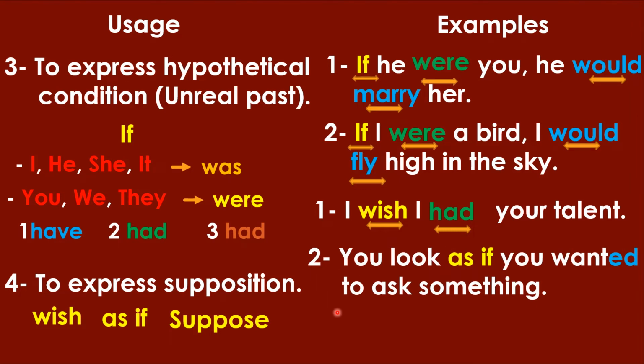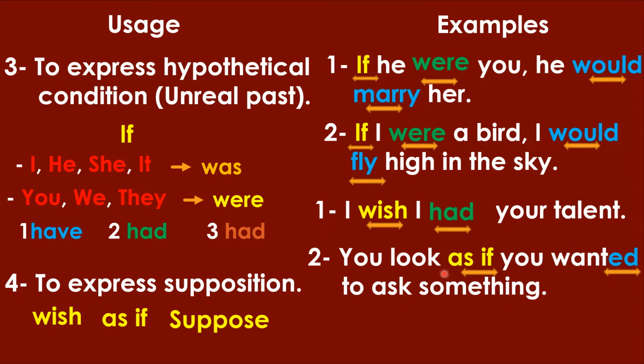Let's have a look at another example. You look as if you wanted to ask something. Let me first translate the previous sentence: I wish I had your talent. Even in Arabic, I think it has this sense of past. Let's go back to number 2. You look as if you wanted to ask something.